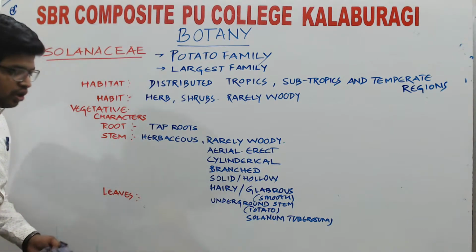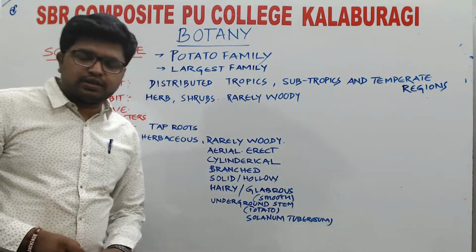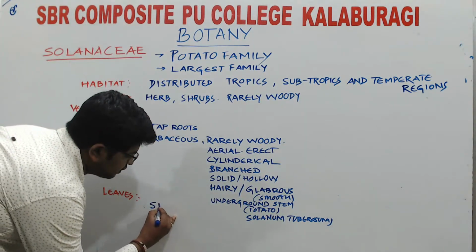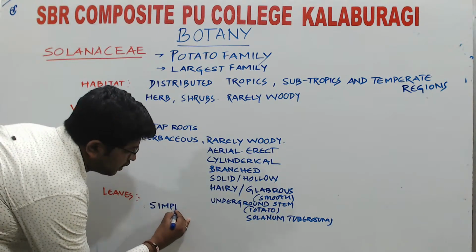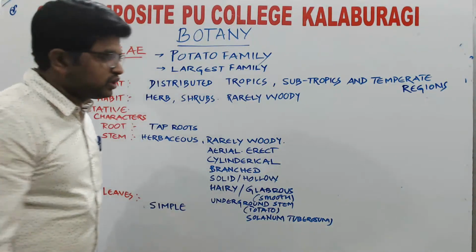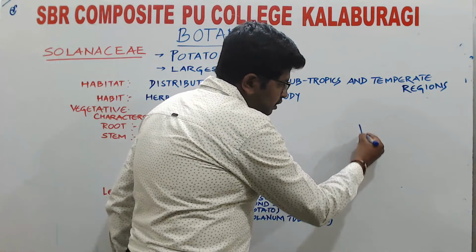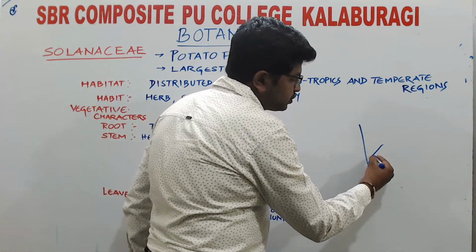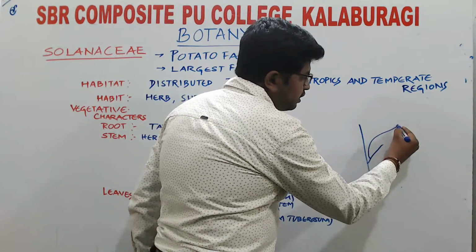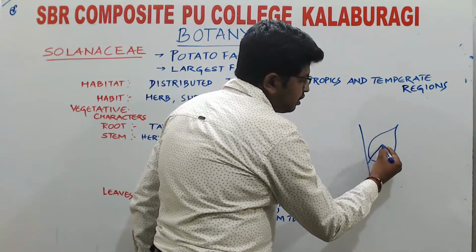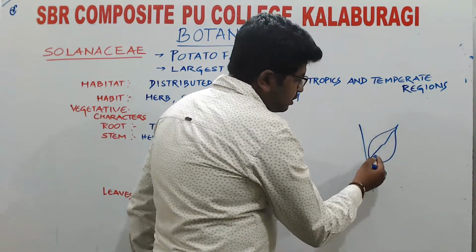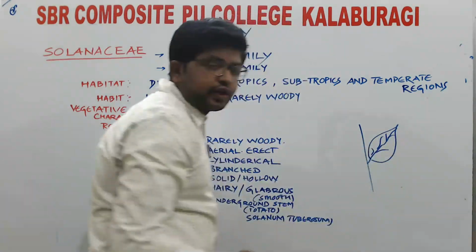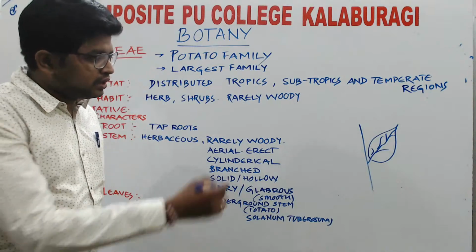So what kind of leaves are generally observed in the members of Solanaceae? In Solanaceae, you will see the simple leaf. What is a simple leaf? If this is a plant and you have a node, on the node if you see the leaf is full with no incisions, such a leaf we call a simple leaf. This is a simple leaf.